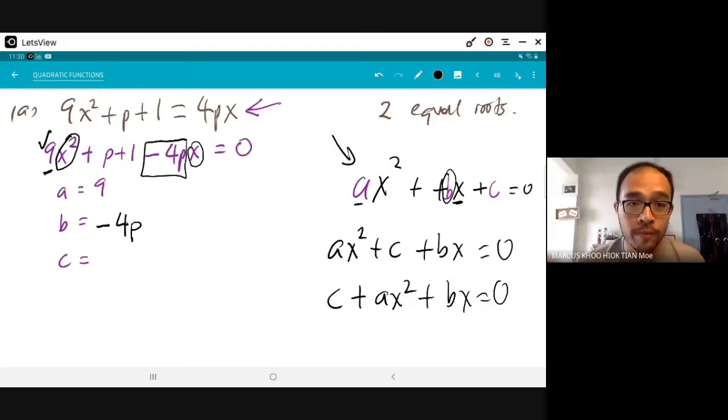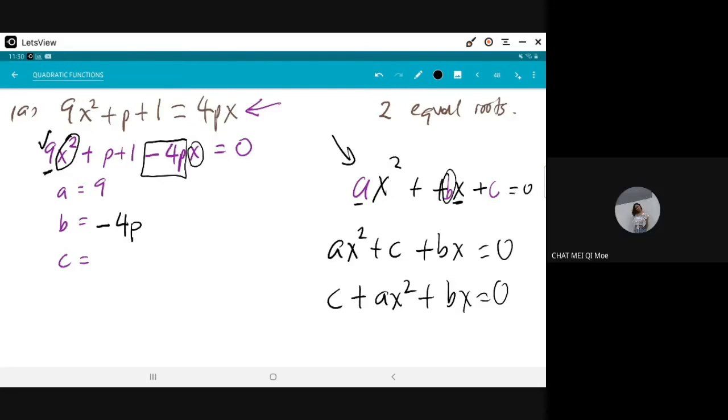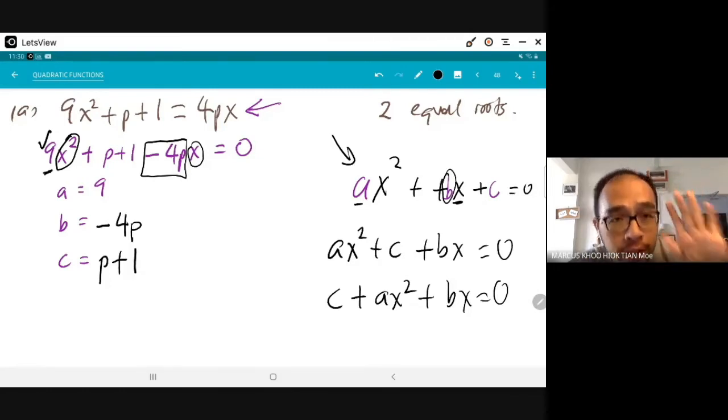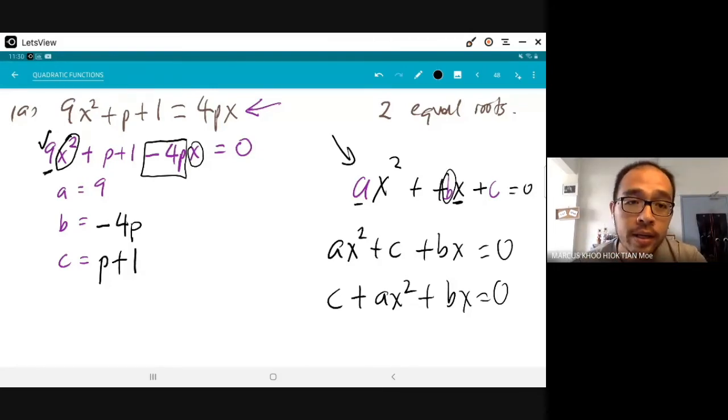Meichi, can you tell me what is the C if this is the case? 1. Not just 1. Yeah, 1 is in, but it's not just 1. P plus 1, very good. So whatever doesn't have x, everything is the C. Be very careful with that.